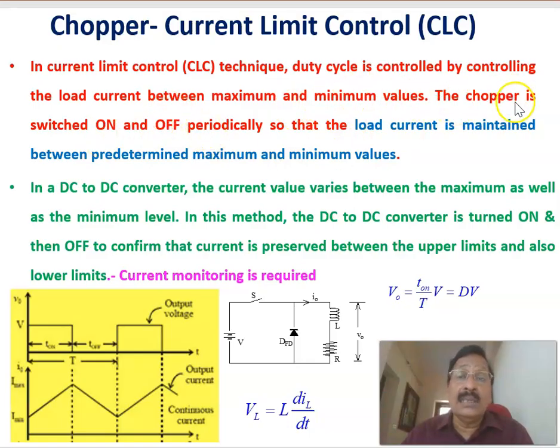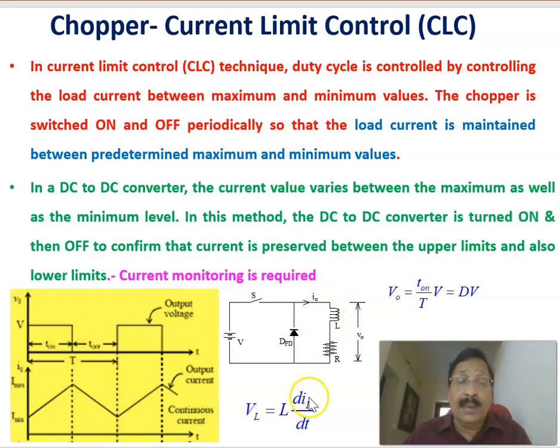The chopper is switched on and off periodically so that the load current is maintained between predetermined maximum and minimum value. Just to explain this one, for example, here we are switching on this step down chopper again. We are switching on at this instant, and when it is switched on, we'll be getting the output voltage equal to say V, and during that period the current through the inductor is changing with a positive slope, because we are getting a positive voltage across the inductor.